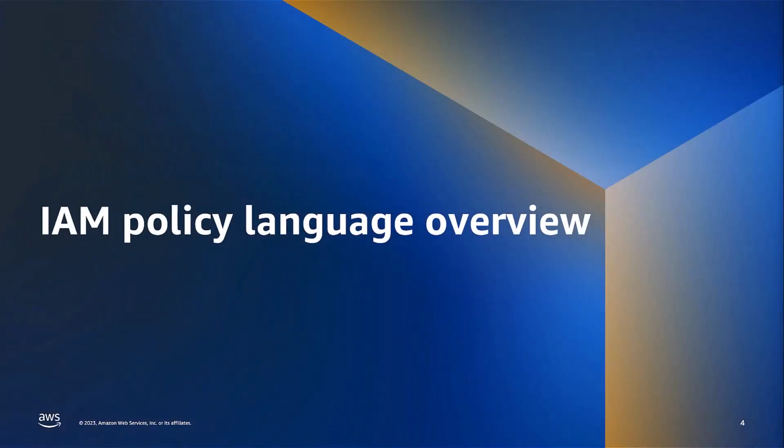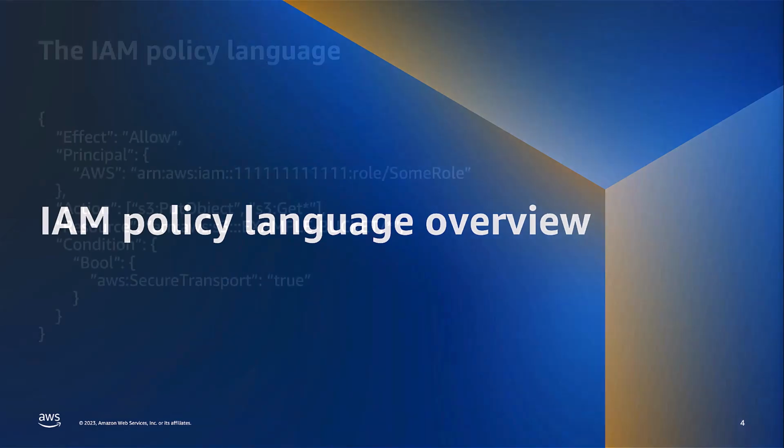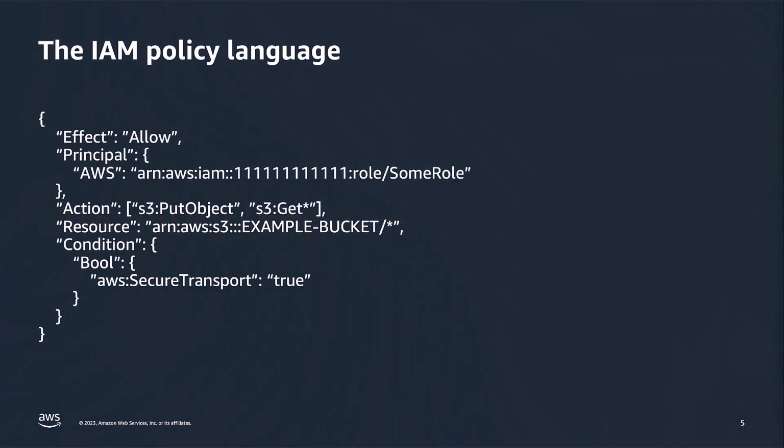First, we'll start with an overview of the policy language itself. Here you can see an example of an IAM policy statement. All IAM policies are made up of one or more statements. Within a statement, you have 5 primary elements. The first of which is the effect element, which specifies whether the request should be allowed or denied when the statement is evaluated. The next element is the principal element. The principal element specifies the entity that is allowed or denied access. You'll see that sometimes the principal element is implied and not present in a policy statement.